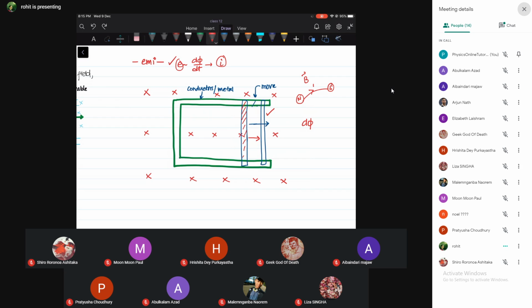Let me show you again. This is the new position. Under this new position we have more area, so the flux has increased. That is what I'm trying to tell you right now, okay? Once the flux increases, I can tell you that there's a rate of change of flux.